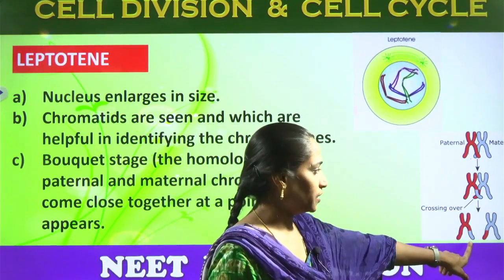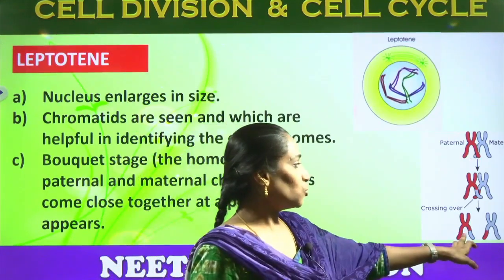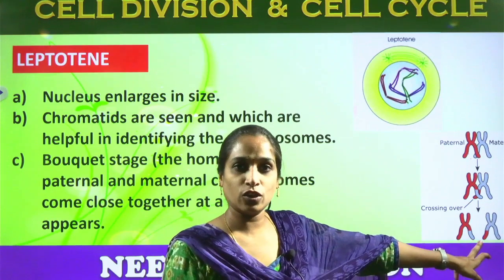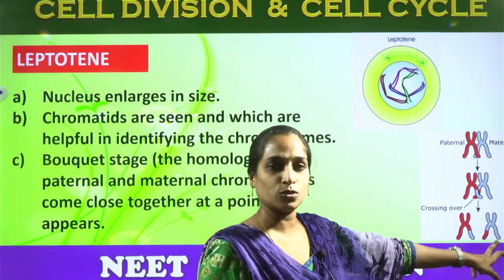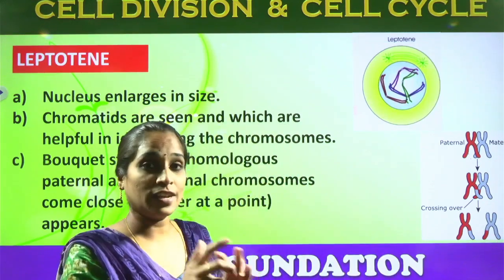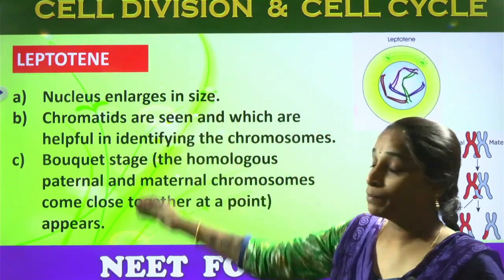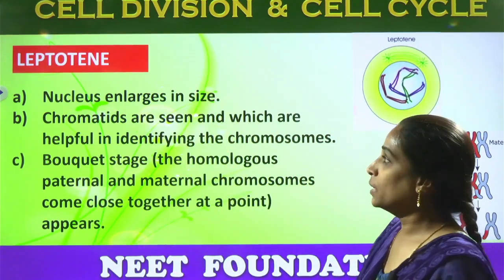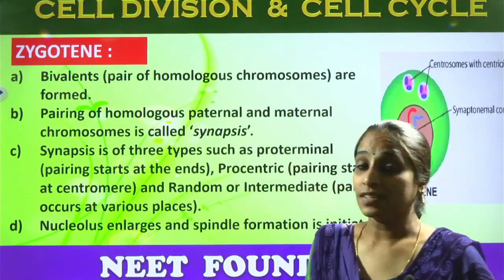Okay, so ultimately here, at the last terminal of the chromosome, one of the chromatids got a different structure, and even on the maternal side, one of the terminals of a chromatid also got a different structure. So this kind of crossing over occurs in the stage called leptotene, the first stage of prophase 1. And the next stage is the zygotene.